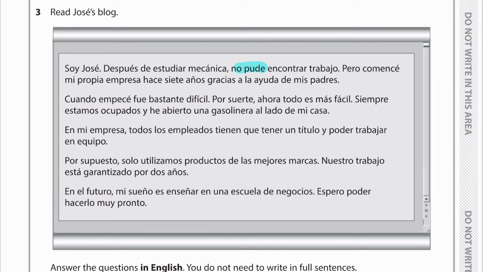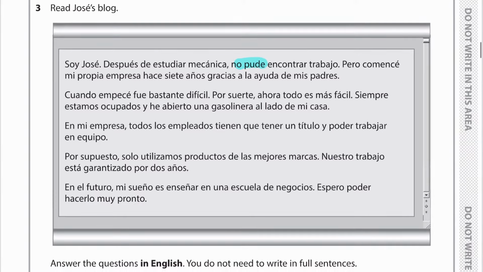Luckily, por suerte, ahora todo es más fácil. Everything is easier. Siempre, we are always busy. And same tense again. What's the name of this tense? Present perfect. I have opened gasolinera. Not sure exactly what this means, but we see the word something gas, so we can assume it's something to do with car, mechanic, petrol sort of thing. Al lado de mi casa. So I'm not sure what this word here means, but it doesn't matter.